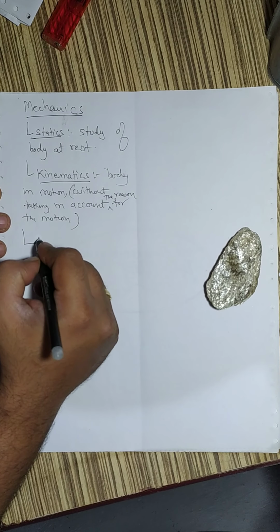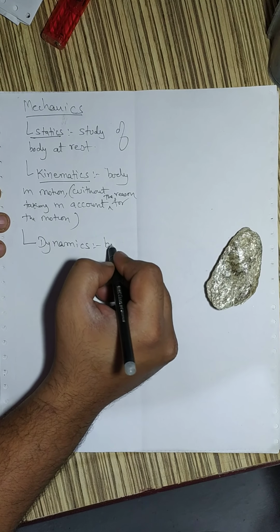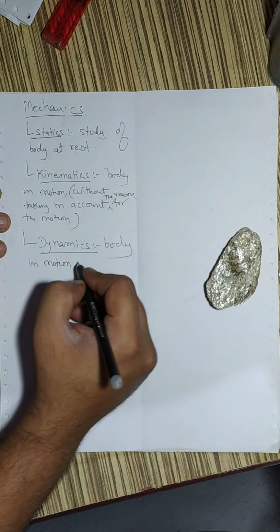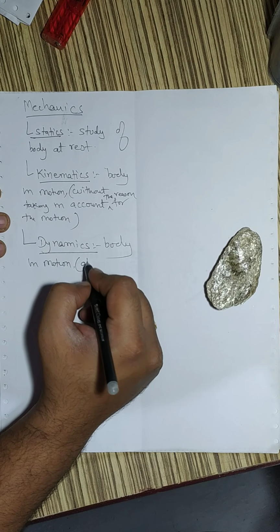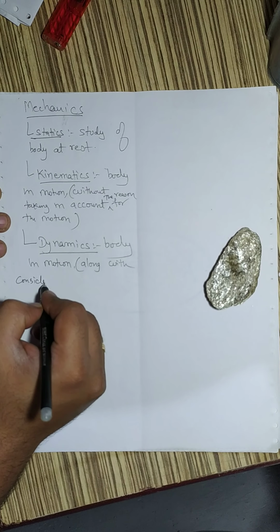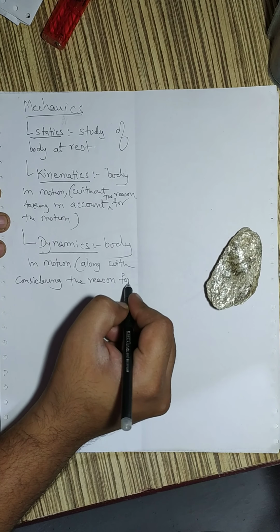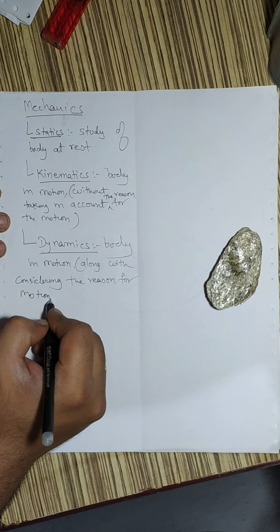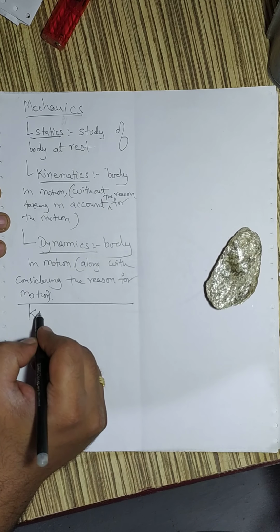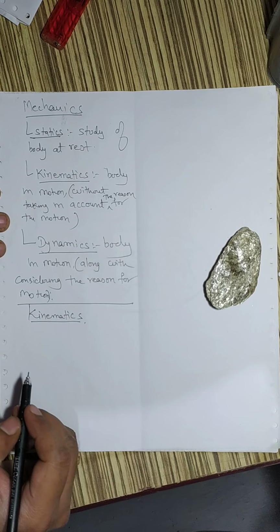Then the third branch we have is dynamics. Dynamics, again, is a study of body in motion, but here along with considering the reason for motion. So out of this we start with the kinematics. I'll briefly show you what the kinematics involves.